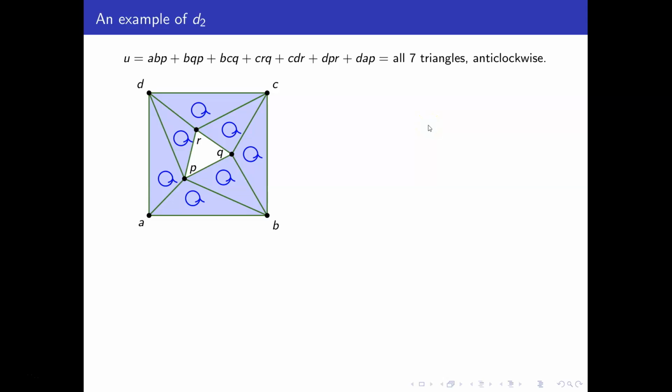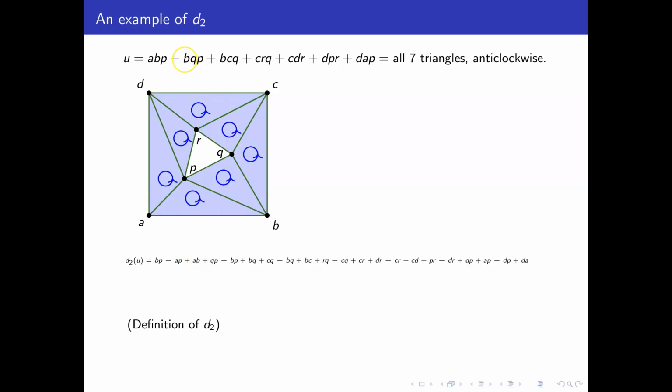So how does D2 of this work? We'll do this twice, on this slide and on the next slide. On this slide, we're just going to do it in a very obvious pedestrian way, writing everything out from the definitions. Here we look at the differential of ABP. You leave out the A, you get BP. You leave out the B, you get minus AP. Leave out the P, you get plus AB.